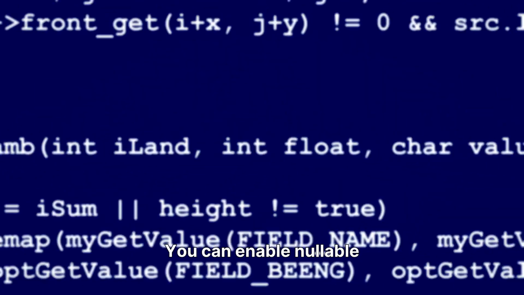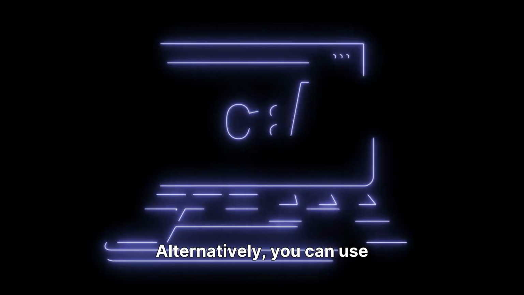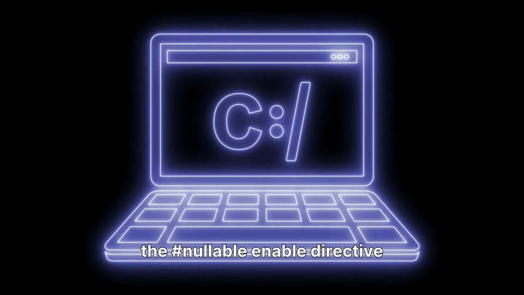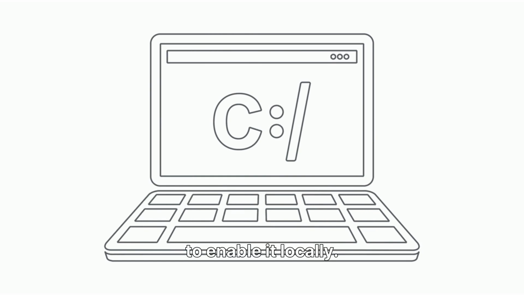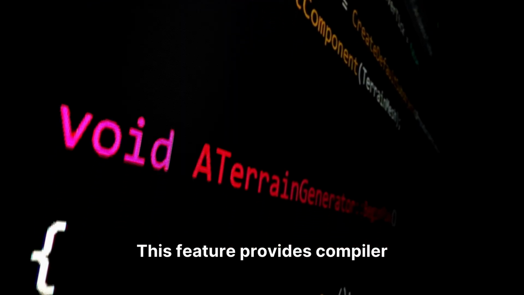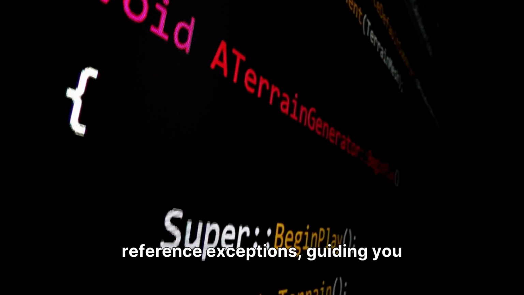You can enable nullable reference types by adding <Nullable>enable</Nullable> to your .csproj file. Alternatively, you can use the #nullable enable directive at the beginning of a specific code file to enable it locally. This feature provides compiler warnings for potential null reference exceptions, guiding you to write safer code.